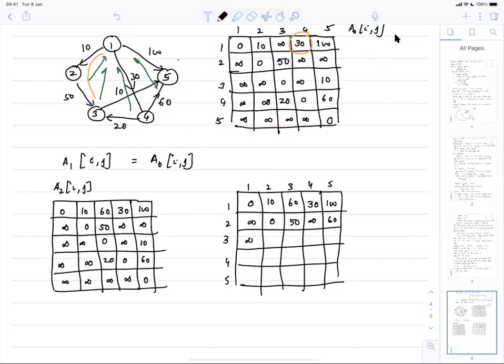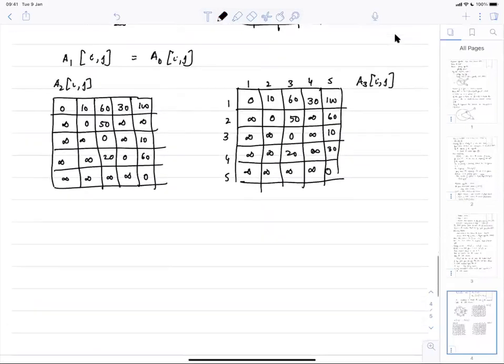Okay. Infinity, infinity, 0, infinity, 10, infinity, infinity. Going via 3 doesn't change things very much. Yeah. There's only one path. 2 to 5. Okay. 20, 0, infinity, 30. And this is A3. Okay. So this is A3 of i comma j.